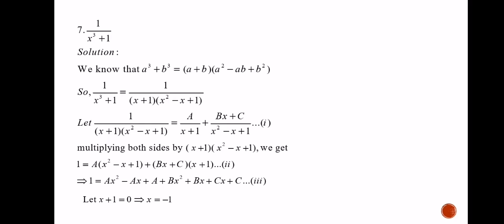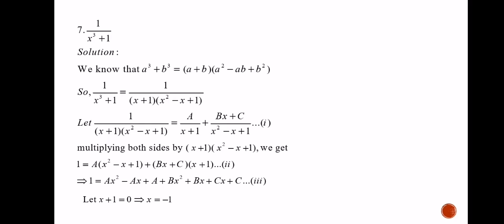Questions number 7 and 8 of exercise 4.3 are very important. 1 divided by x cube plus 1 is given to us in question number 7. Now x cube plus 1 is a cubic polynomial, but it can be factorized. So first we are going to factorize x cube plus 1 by using the formula of a cube plus b cube, which is equal to a plus b into a square minus ab plus b square. So 1 divided by x cube plus 1 will become 1 divided by x plus 1 into x square minus x plus 1.